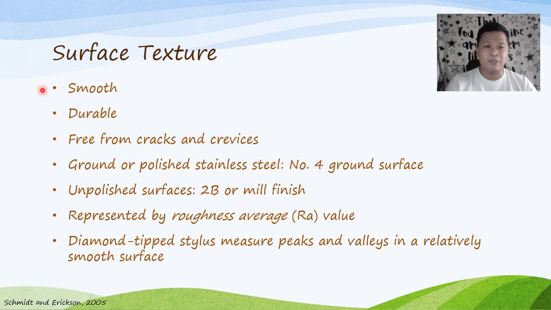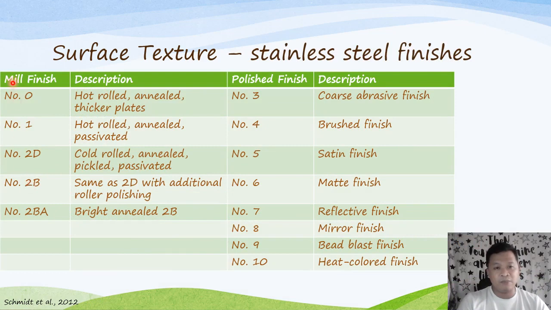So for surface texture, they must be smooth, durable, and free from cracks. If it's stainless steel, there's a certain level of polishing called the number 4. Or if it's an unpolished surface, there's the 2B or mill finish. This is represented by a roughness value, which can be calculated using a diamond-tipped stylus that measures peaks and valleys in the surface. So here are the samples for the types of finish by numbers, called the mill and polished finishes with their descriptions. You can Google more about this if you want to.